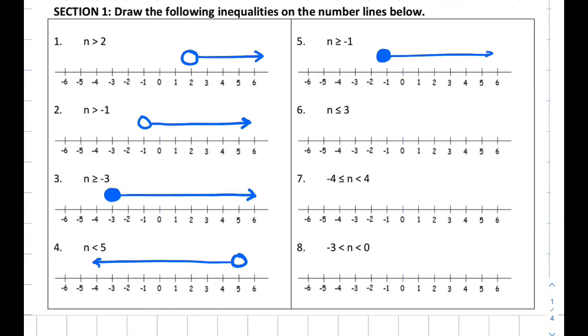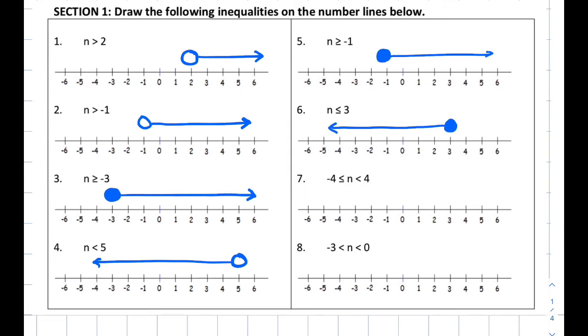Number 6, where n is less than or equal to 3. You can draw a circle, again fill it in because there's an equal to sign. And we're showing all the values which are less than or equal to 3.